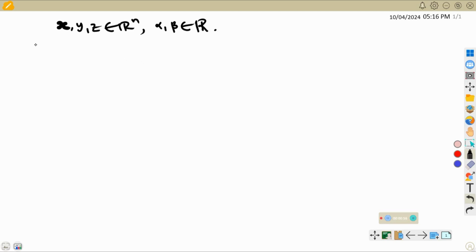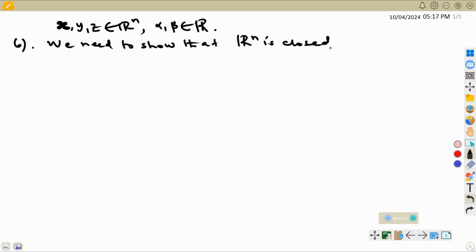So what do we need? We are looking at number 6. We need to show that R to power n is closed under scalar multiplication.